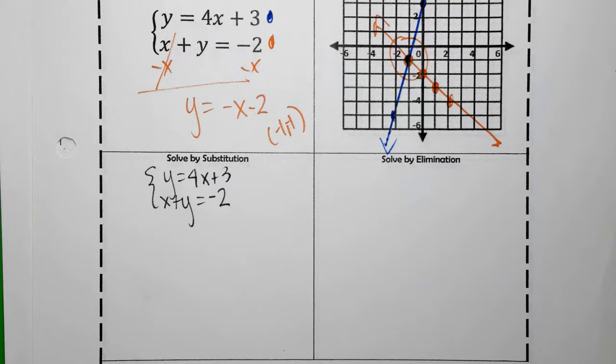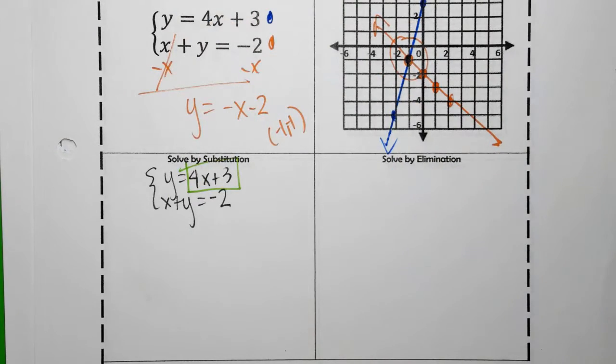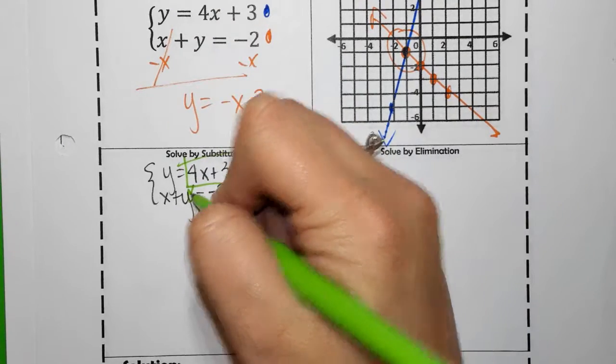Now, substitution means you plug in, you replace, and you need to look for the variable that's by itself. So which variable is solved and by itself? Y. And what does y equal? Alright, so put a box around 4x plus 3. Now, what are we going to replace y with? 4x plus 3. If it was a freaking Oreo, we would replace it with a freaking Oreo.